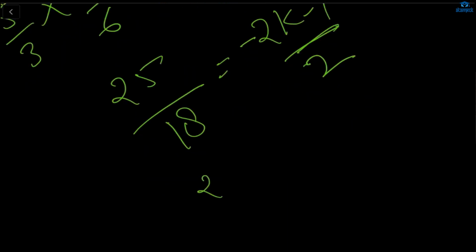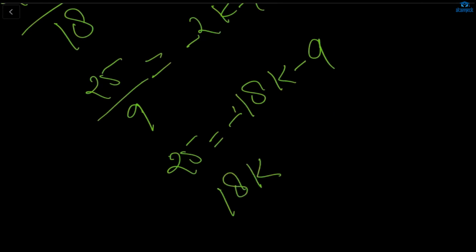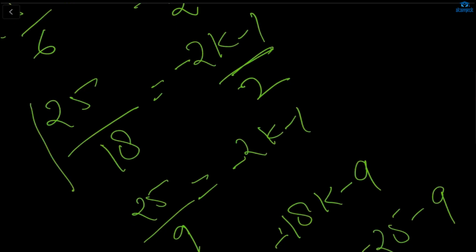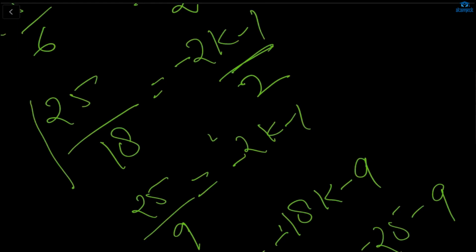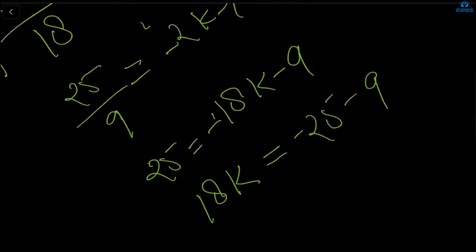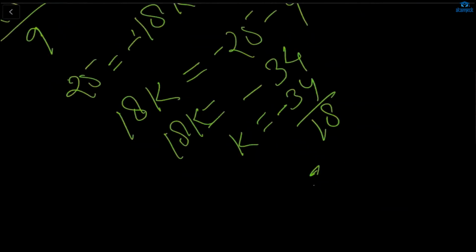25 by 18 is equal to minus 2k minus 1 by 2. Now you can cancel this 2 from 18, so it will be 25 by 9 is equal to minus 2k minus 1. Now you can form directly one equation: 18k is equal to minus 25 minus 9. So 18k will be equal to minus 34, and the value of k will be minus 34 by 18. Now you can cancel and get the value as minus 17 by 9.